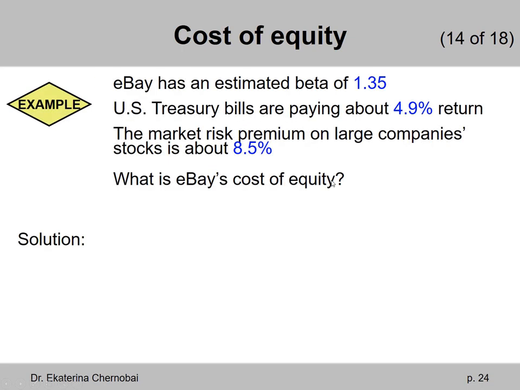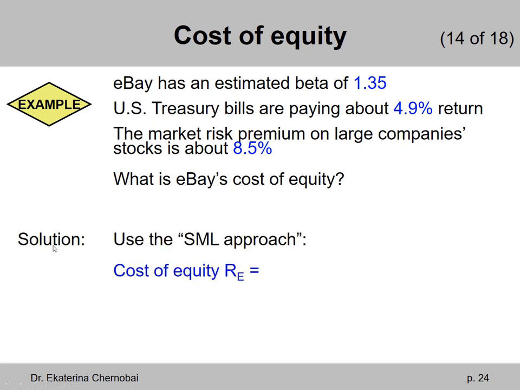Okay, let's review the CAPM formula with the following example. eBay has an estimated beta of 1.35. US Treasury bills are paying about 4.9% return. The market risk premium on large company stocks is about 8.5%. What is eBay's cost of equity? We are given the beta, the Treasury bills, which is the risk-free rate, and something about the large company stocks. So there is one little trick in the calculations.